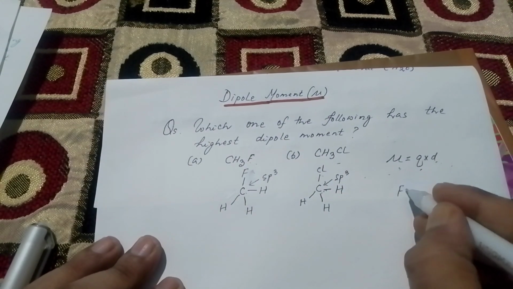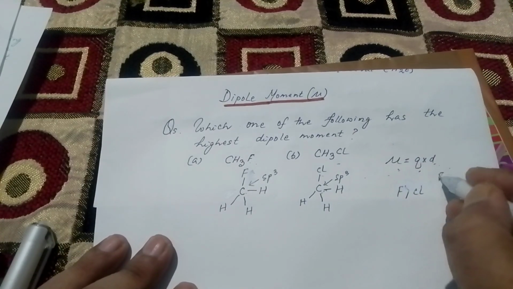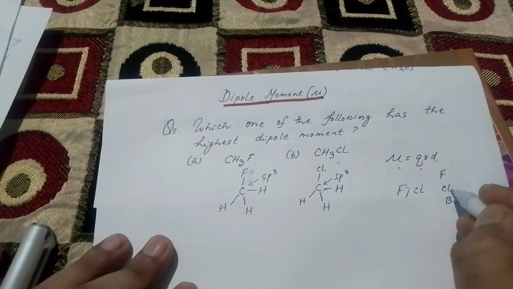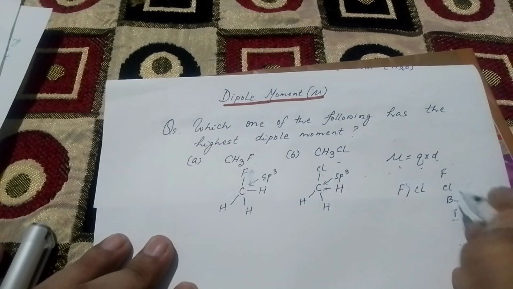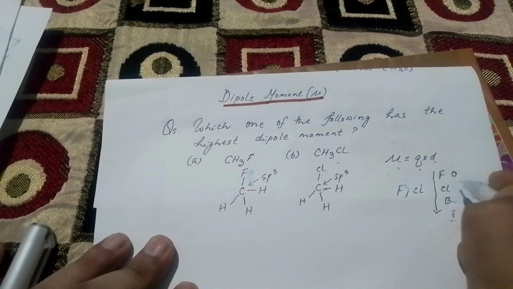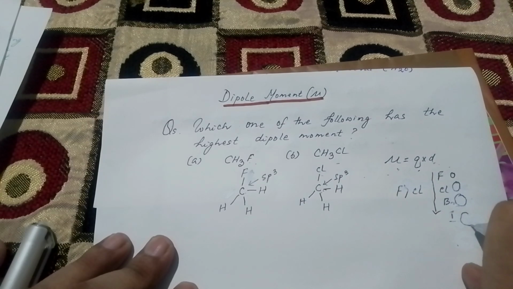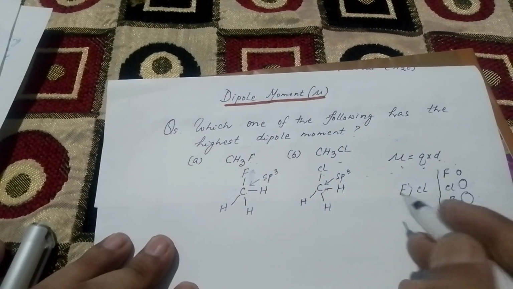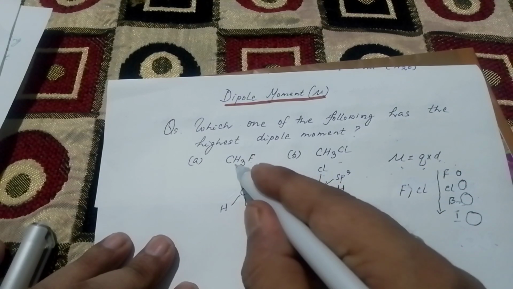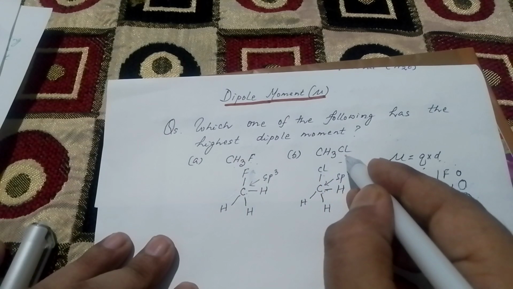See here, this one is fluorine. But we know from our intermediate level that fluorine is more electronegative than chlorine, because down the group, fluorine, chlorine, bromine, iodine, the electronegativity decreases, but the atomic size increases, and the maximum size is that of iodine. So in the dipole moment study, we would expect methyl fluoride to have more dipole moment than methyl chloride, but it is just the opposite.